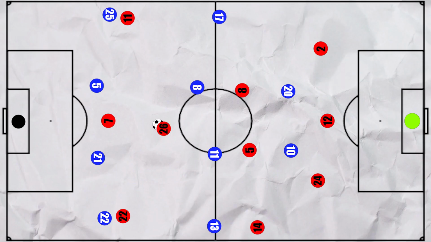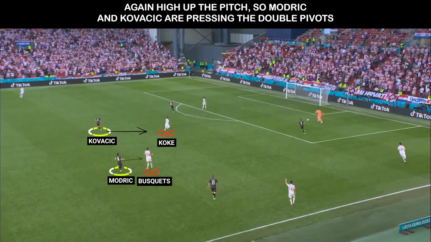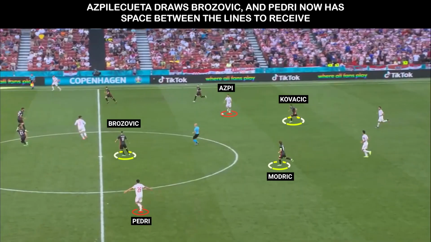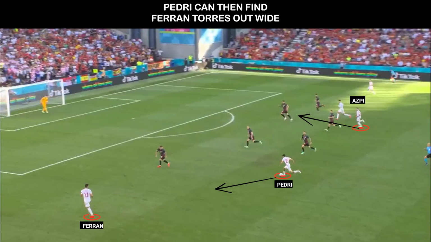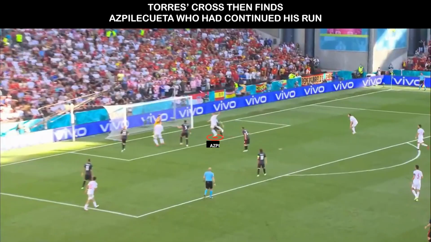When Spain go 2-1 up, we do see some of these problems for Croatia. Modric and Kovacic are both pressing Koke and Busquets, meaning that Brozovic is the sole midfielder left deeper. So when Azpilicueta pushes into the midfield drawing Brozovic, it means that Pedri now has space between the lines where he can operate. He then advances and plays it out to Ferran, who is high and wide, and he can then find Azpilicueta with a pinpoint cross, who had continued his run.